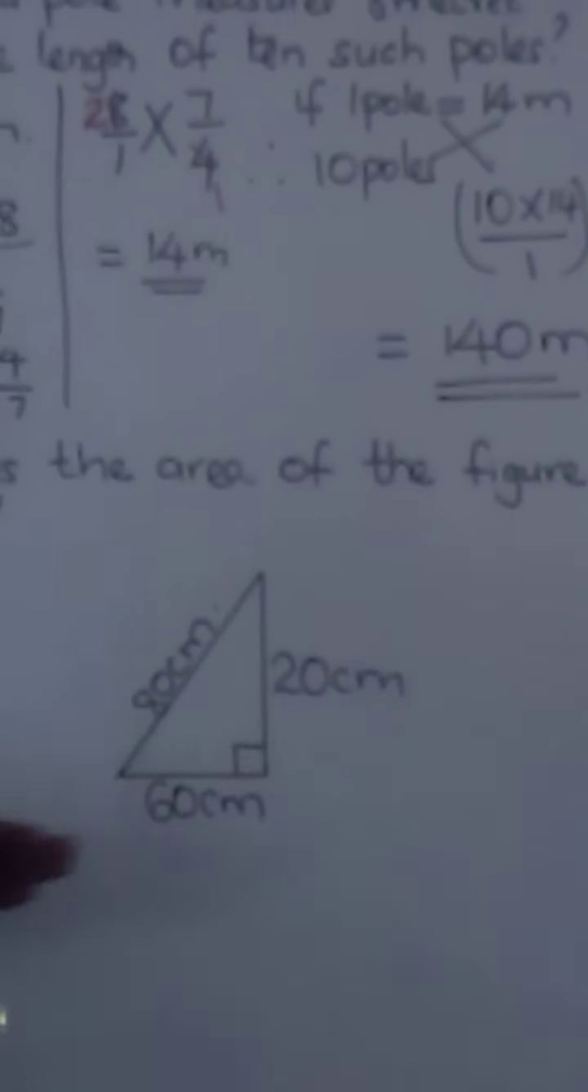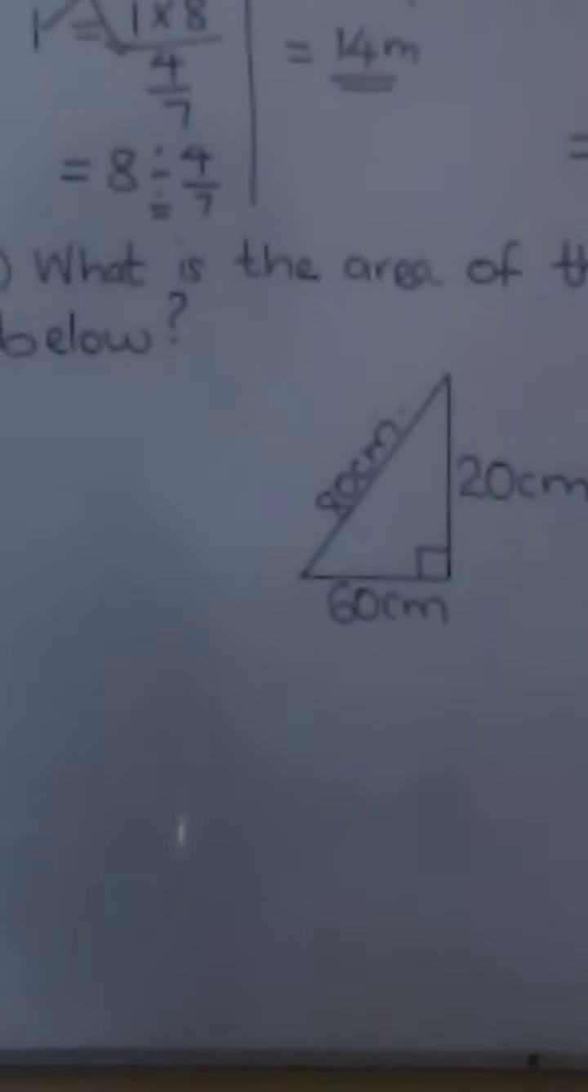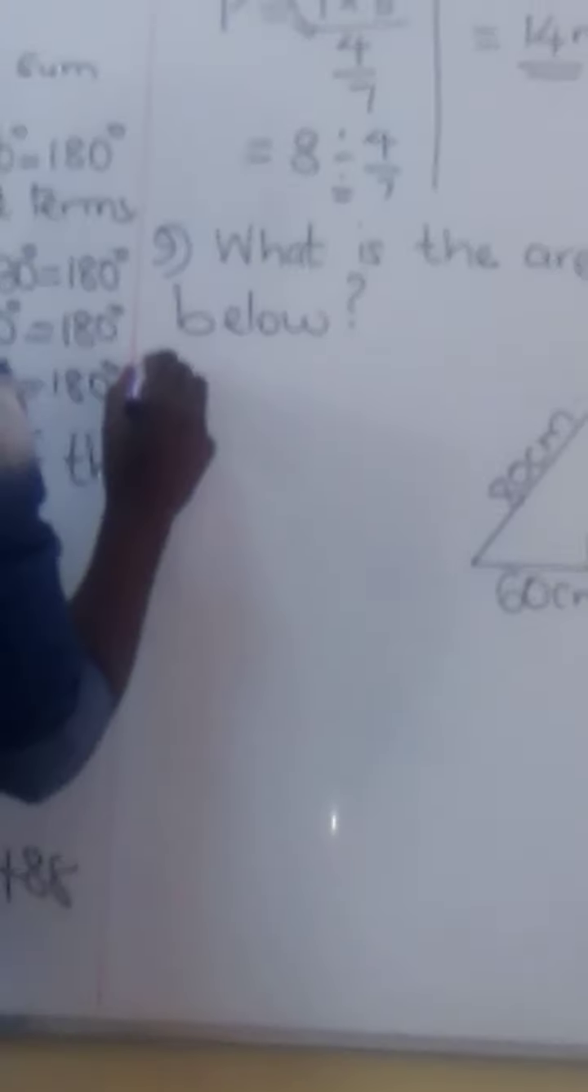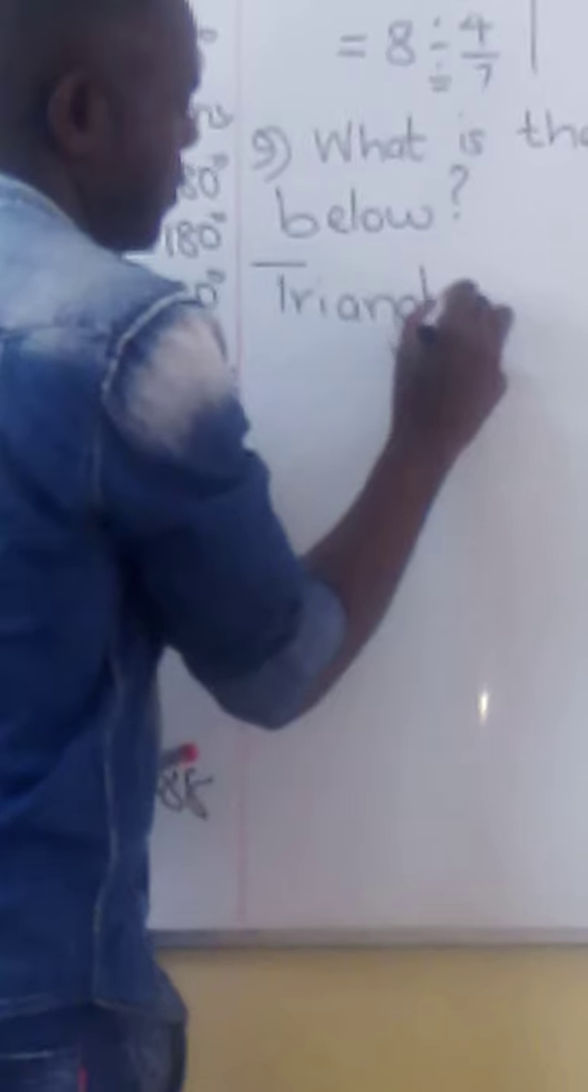Question number 9. What is the area of the figure below? This is the figure. We must first of all identify the shape. And the shape here is a triangle.